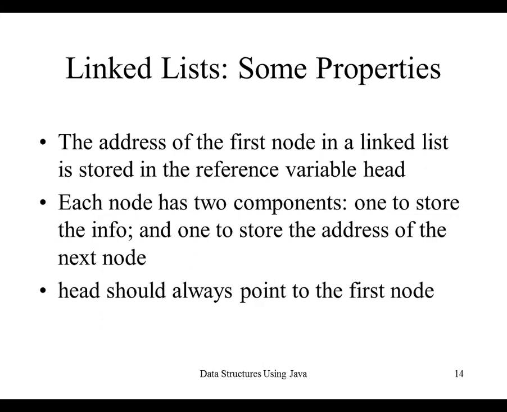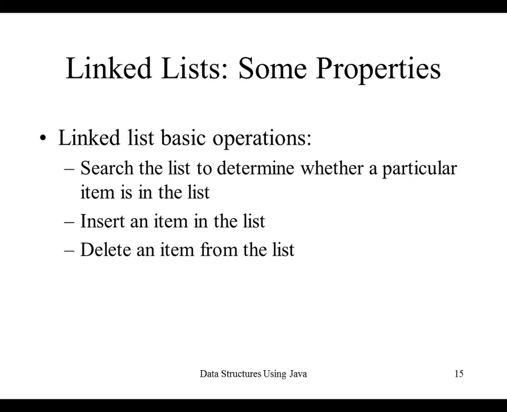From now on, when we draw the figure of a linked list, we use only the arrow notation. Some properties of linked list are the following. The address of the first node in a linked list is stored in the reference variable head. Each node has two components, one to store the info or the data, and one to store the address of the next node. Head should always point to the first node.